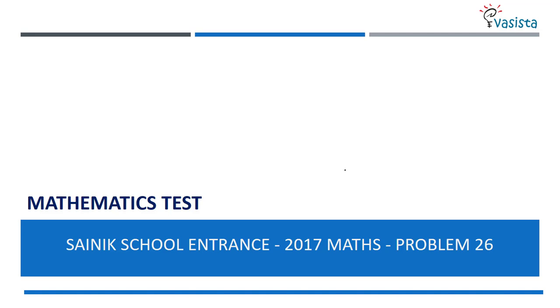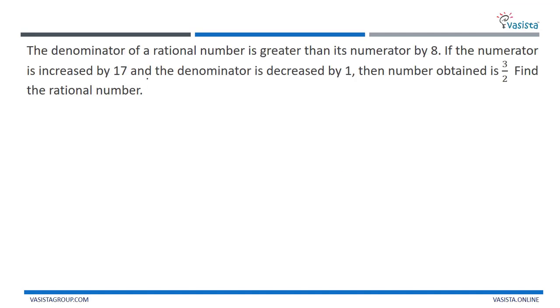Let me go with problem number 26. The denominator of a rational number is greater than its numerator by 8. If the numerator is increased by 17 and the denominator is decreased by 1, then the number obtained is 3 by 2. Find the rational number. So let us go with this.